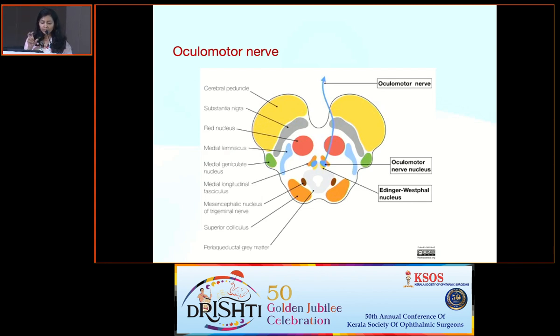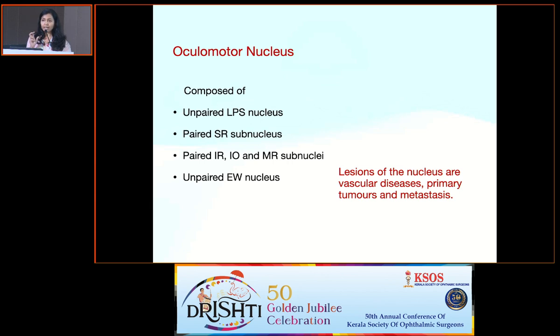First of all, let's go through anatomy a little bit. The oculomotor nerve nucleus is situated at the midbrain at the level of the superior colliculus. There are two nuclei, the main motor nuclei and the Edinger-Westphal nuclei, and it's related to other important structures such as the red nucleus. It is composed of an unpaired levator palpebrae superioris nucleus, which innervates bilateral levators. So any lesion causes bilateral ptosis. Then there is a paired superior rectus nucleus, which innervates the contralateral superior rectus. Then the paired inferior rectus, inferior oblique, and medial rectus subnuclei innervate the ipsilateral side, and an unpaired Edinger-Westphal nucleus innervates both the pupils.